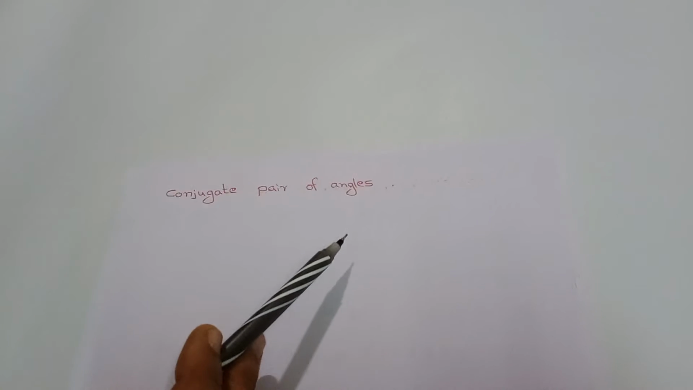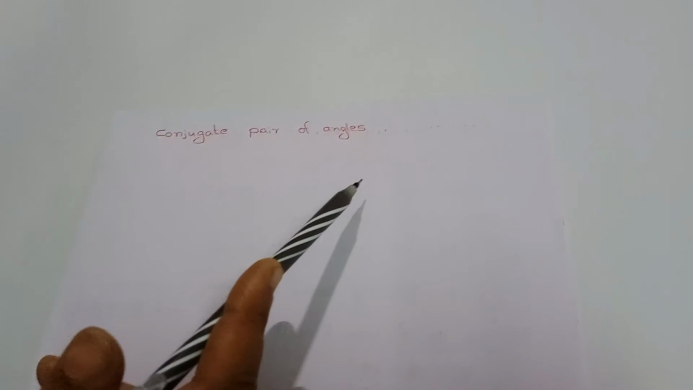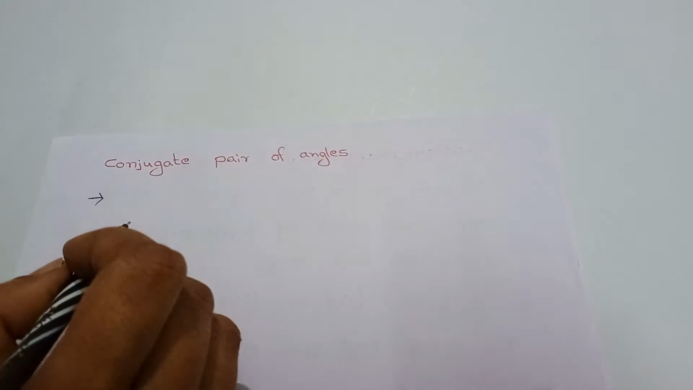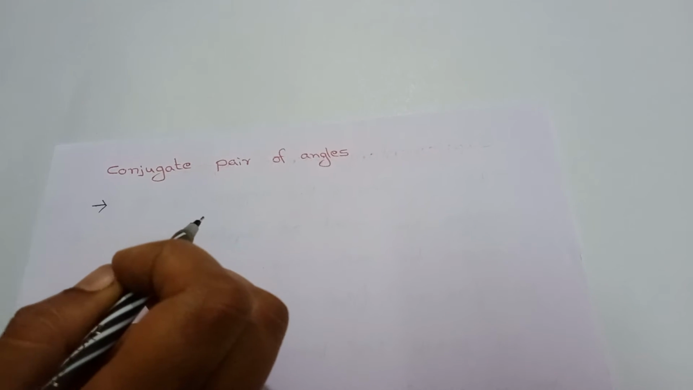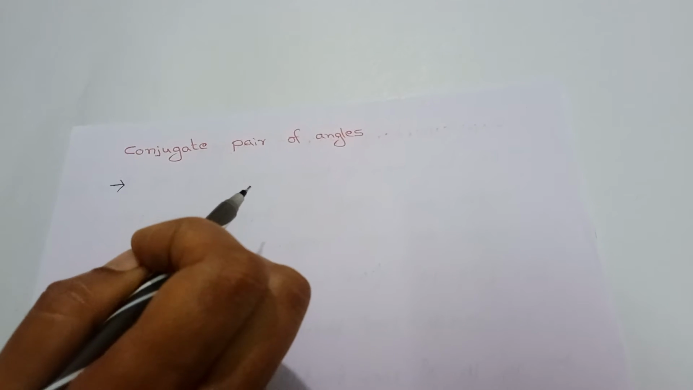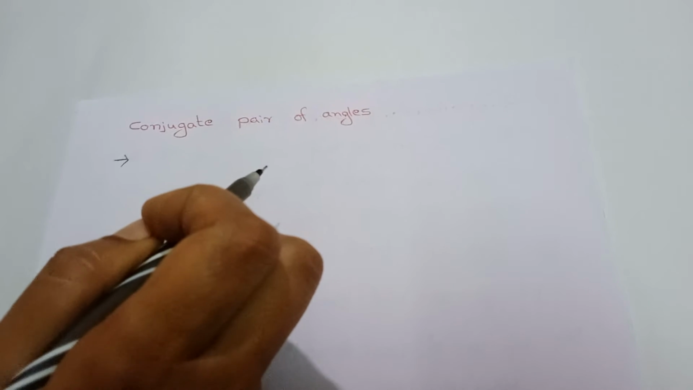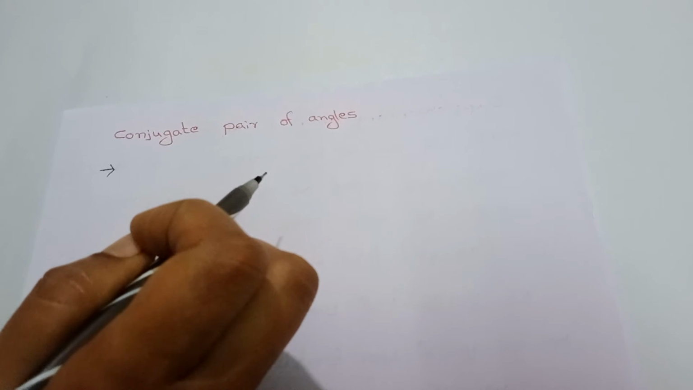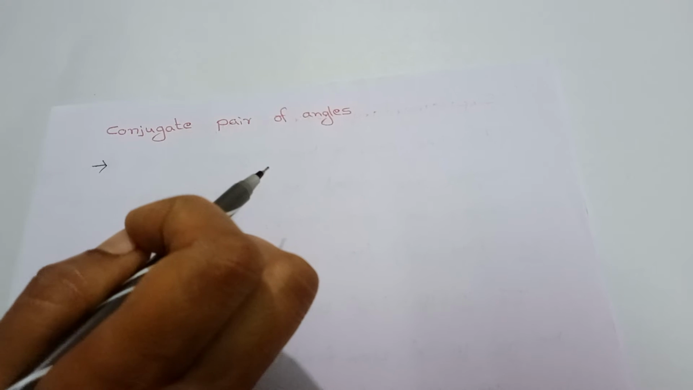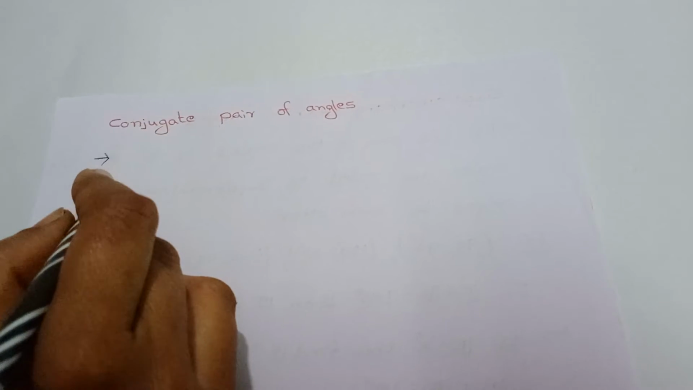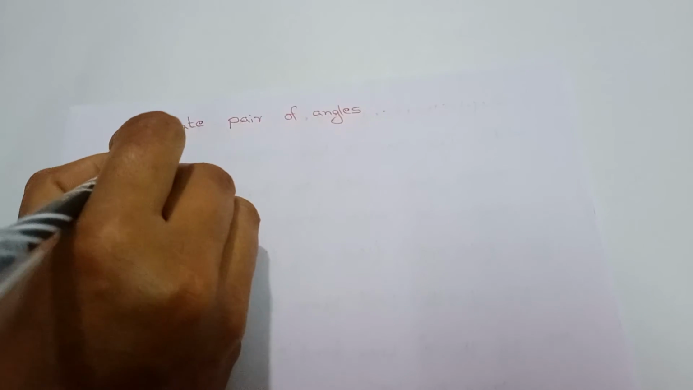Next, conjugate pair of angles. If the sum of two angles is 360 degrees, then the angles are called as conjugate angles to each other. Do you understand, children? Please write down.